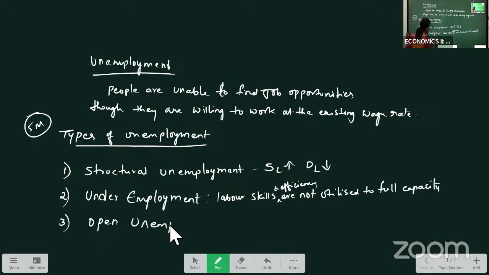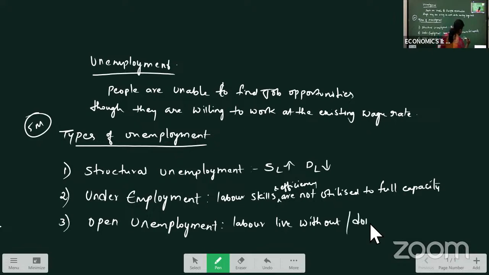Open unemployment. Open unemployment means what? When people are living without work, they don't find any job opportunities, and they do not find any work. That is called open unemployment. So when labor lives without work or does not find any work, this is called open unemployment.